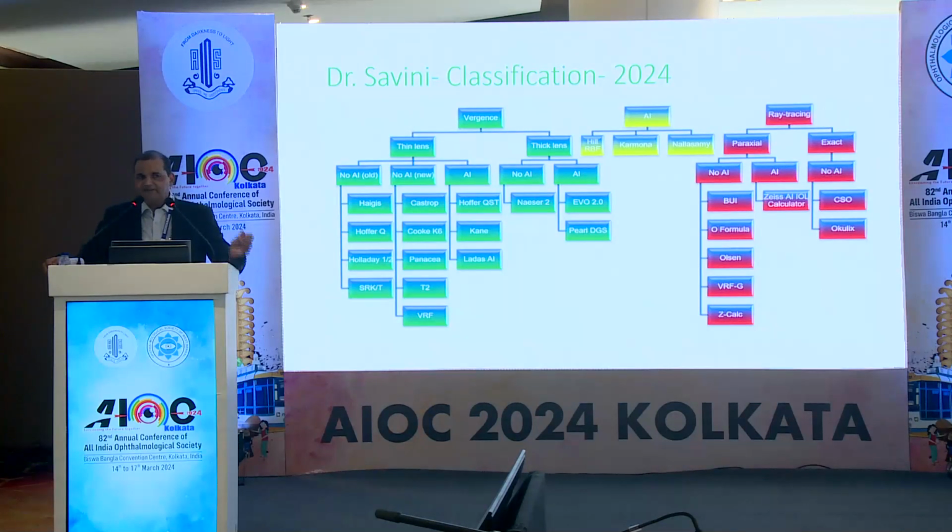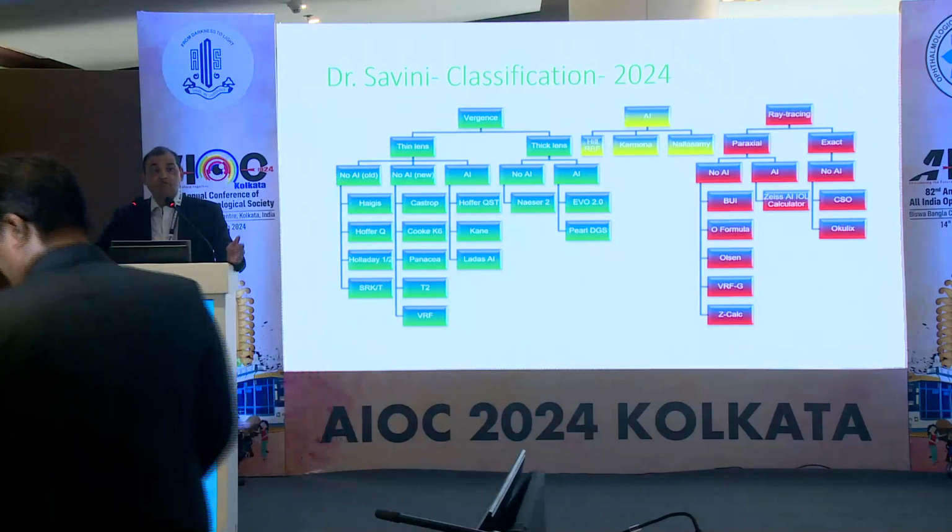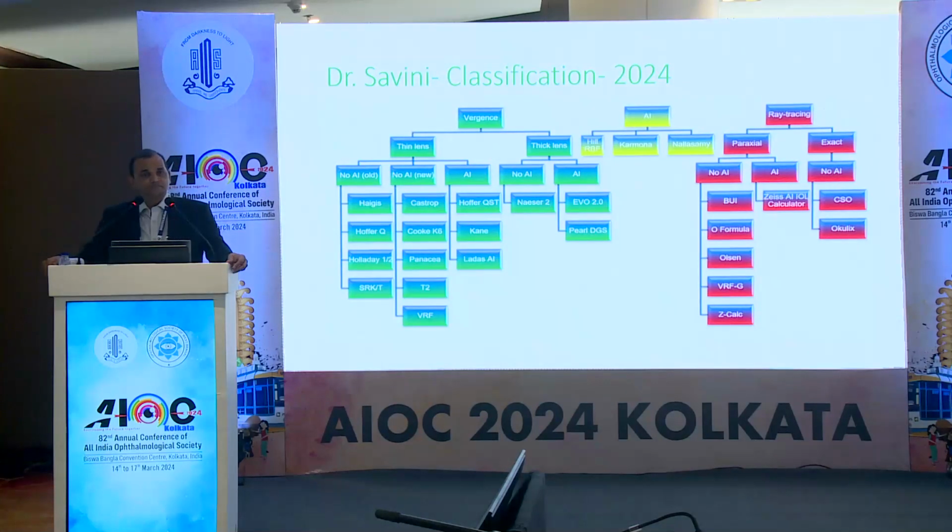Now we go for the ray tracing ones. It is a paraxial or the axial ray. Again, there is non-AI or AI: Barrett, Olsen formula, VRF-G formula, which is incorporating more and more variables. They are considering 8 variables. And ZCalc. ZCalc is a formula which is available only with the Zeiss machines. And that works very well, even though it is non-AI. And Zeiss came with another AI, that is the Zeiss AI IOL calculator. In the last paper they have submitted, they are claiming 93 to 94% over the whole range of eyes. But the problem is it is still not commercially available.